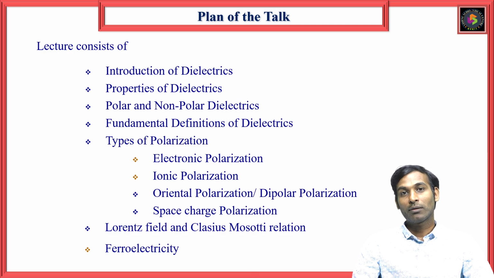Based on the types of polarization, we can find the internal field of a dielectric material in an atomic view, which is called the Lorentz field. Based on the Lorentz field, we can also find the Clausius-Mossotti relation. This relation explains the relationship between polarizability and dielectric permittivity, and also ferroelectricity. Ferroelectricity is one of the applications of dielectric material. So we can discuss the dielectric chapter one by one.